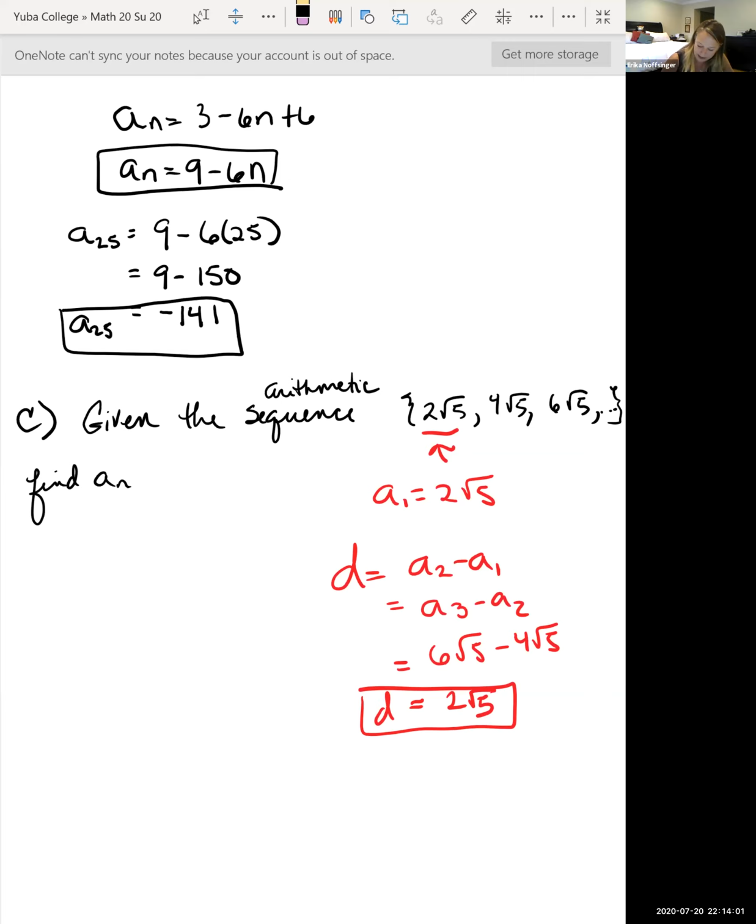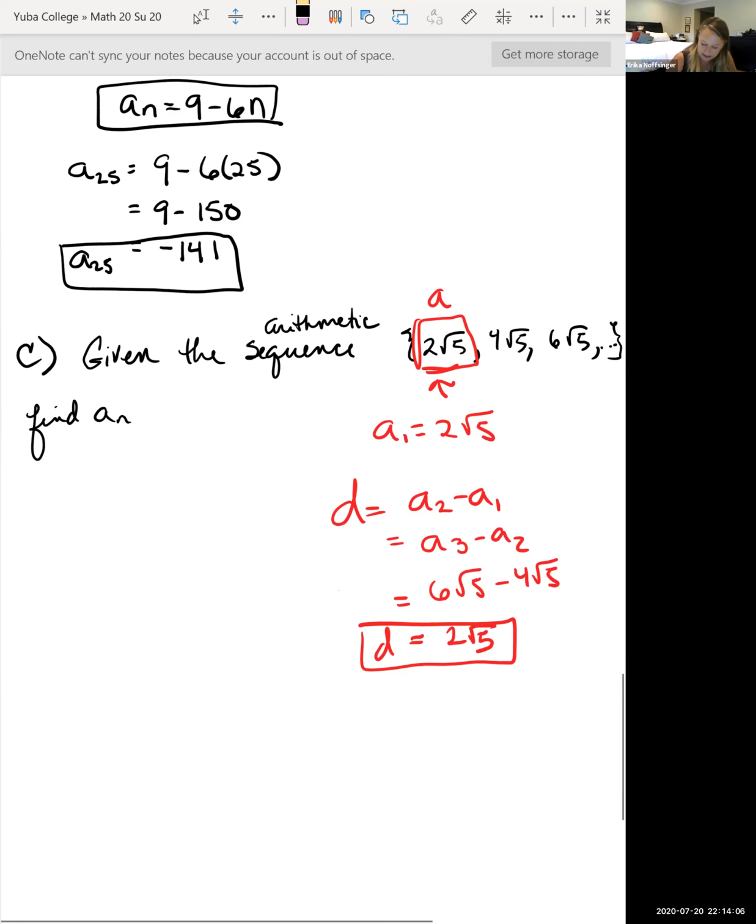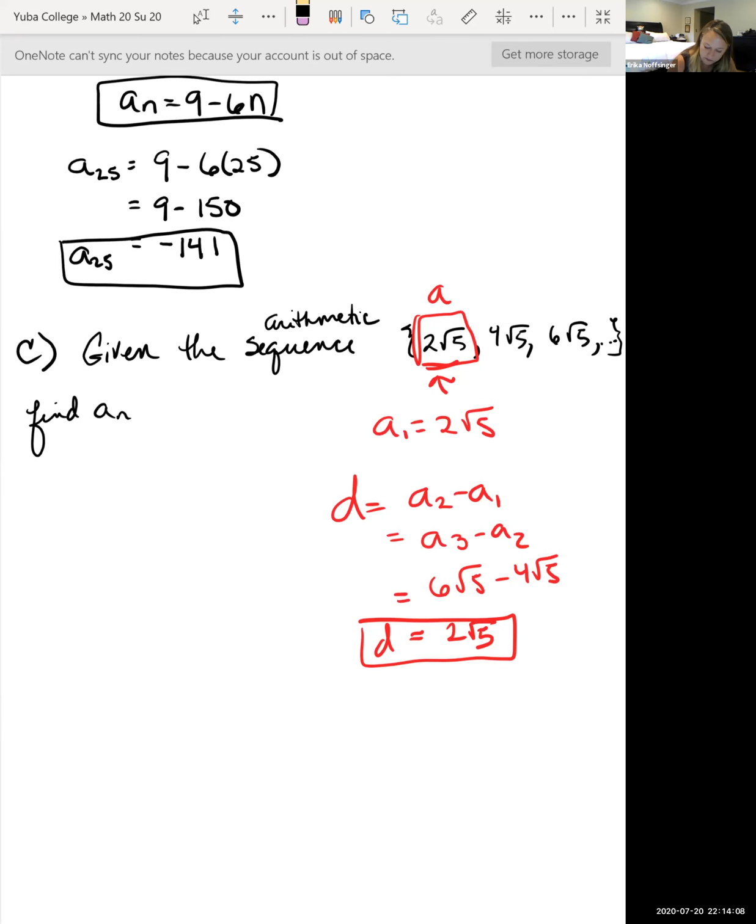This is our a, that's our a sub 1. So a sub n is equal to our first term, 2 root 5, plus n minus 1 times d. And d is 2 root 5. Same thing.